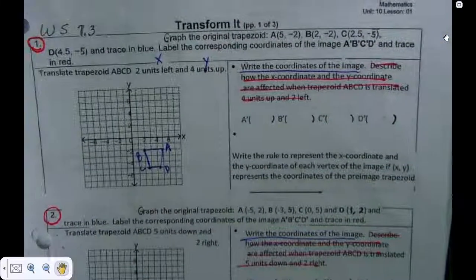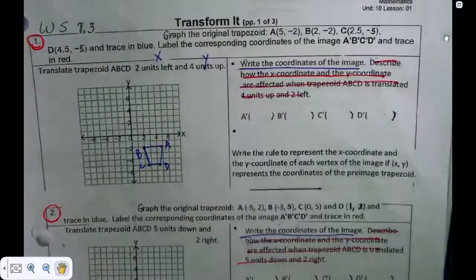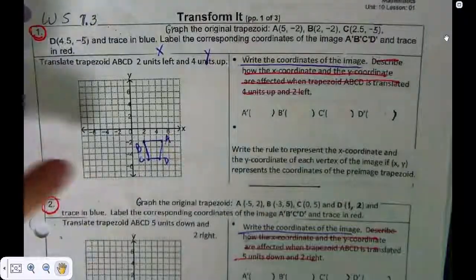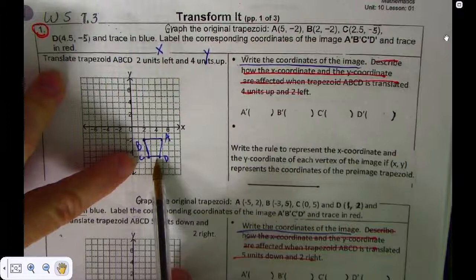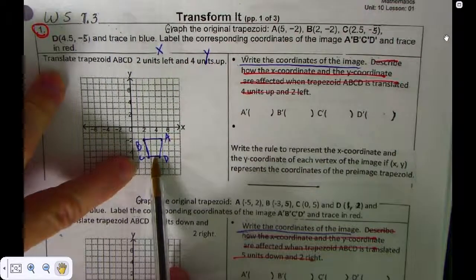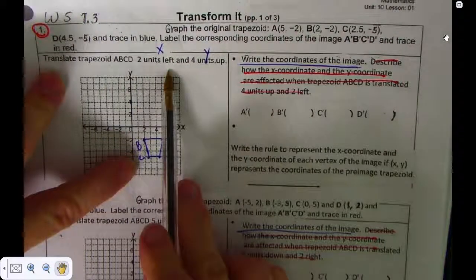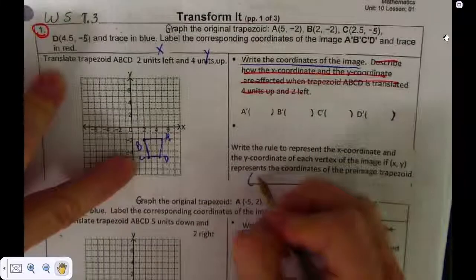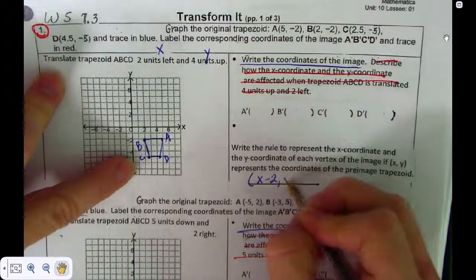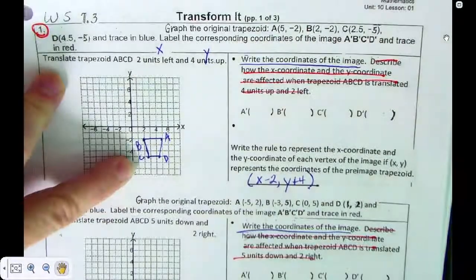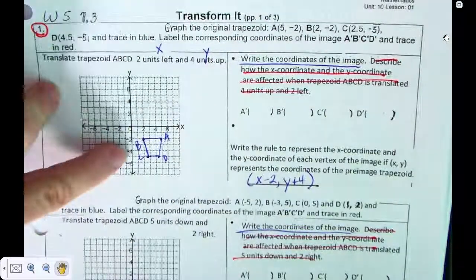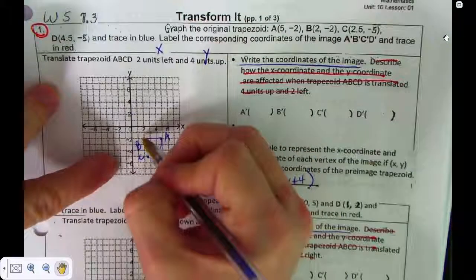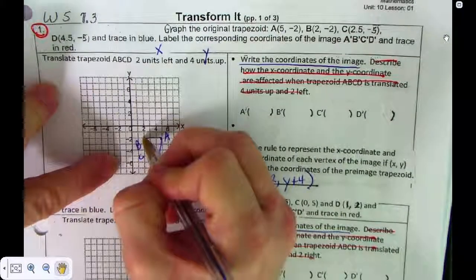All right, guys, we are going over 7.3. We have number one. That's what the graph should look like. We're going to go 2 to the left. So x minus 2, y plus 4 is my rule. Remember, I asked you to go and label x and y. I'm going to move it 2 to the left. Each point, 2 to the left, 4 up.